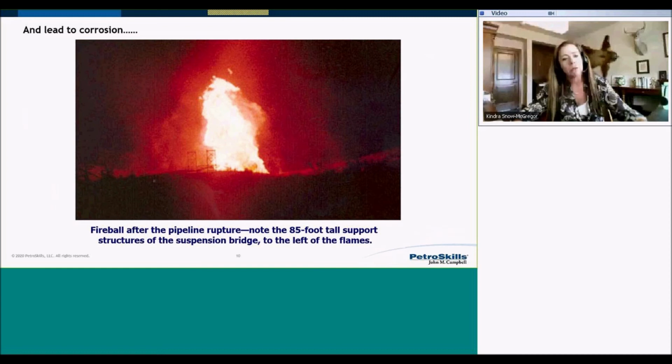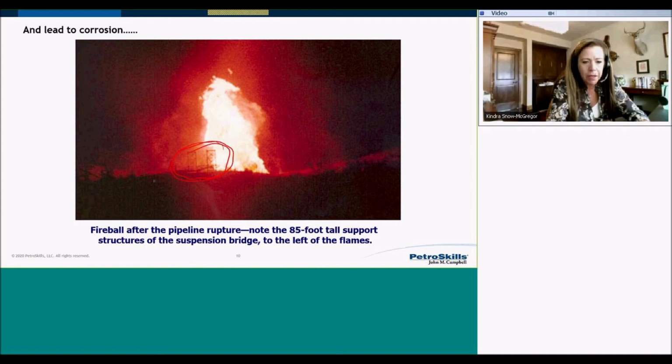Now, the other issue with hydrates is that they can lead to corrosion. And you can see this picture here. This happens to be the El Paso dry gas pipeline. This is a transmission line that's selling natural gas. I want to point out the size of this fireball. These structures that you can see right here are 80-foot tall bridge support structures. That gives you an idea of the intensity of the flame and the size of that fireball. Now, unfortunately, in the past, we used to say, okay, look, it's a dry gas pipeline. There's no way we could get water in that pipeline because we've dried it.